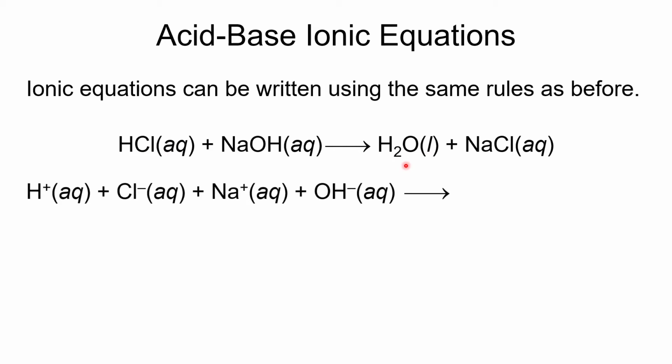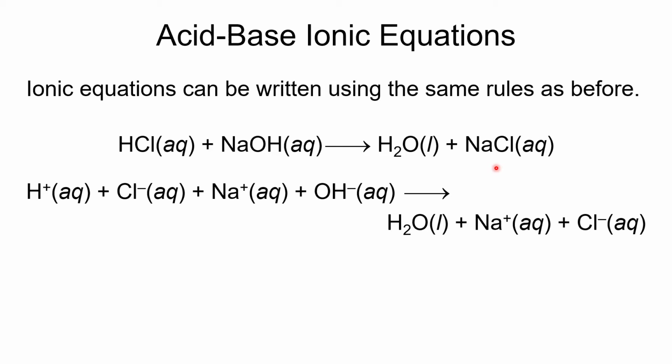So the HCl will dissociate to give us hydrogen ion and chloride ion. Sodium hydroxide will dissociate to give us sodium ion and hydroxide ion. Water we're going to leave together. And then sodium chloride will dissociate to give us the sodium ion and the chloride ion. Now that we've got that, that's our complete ionic equation. We want to get to our net ionic equation.